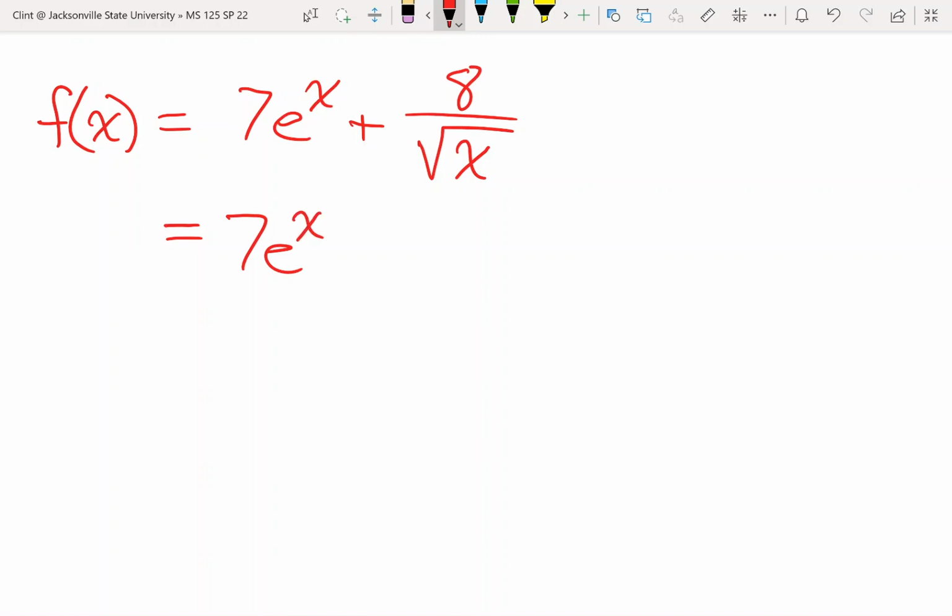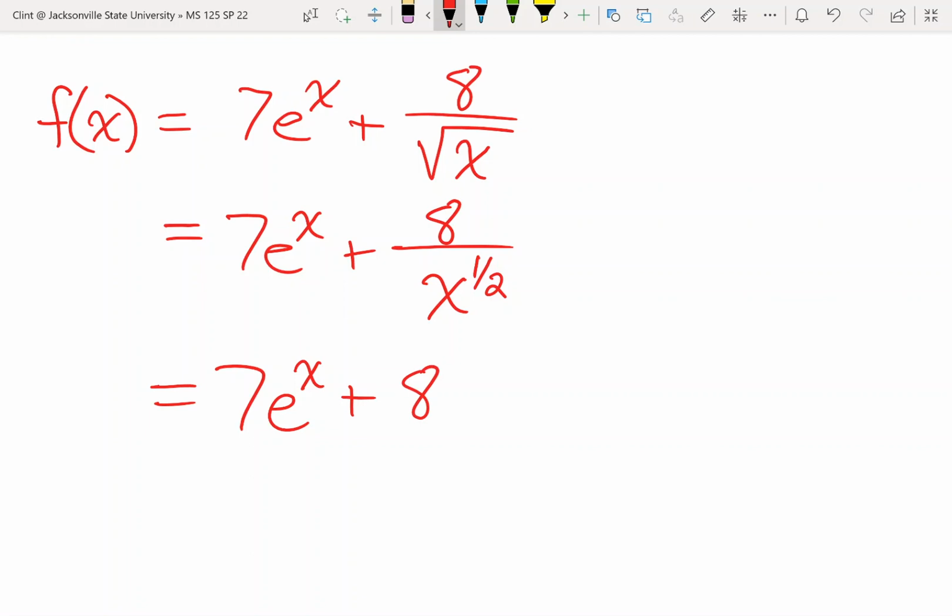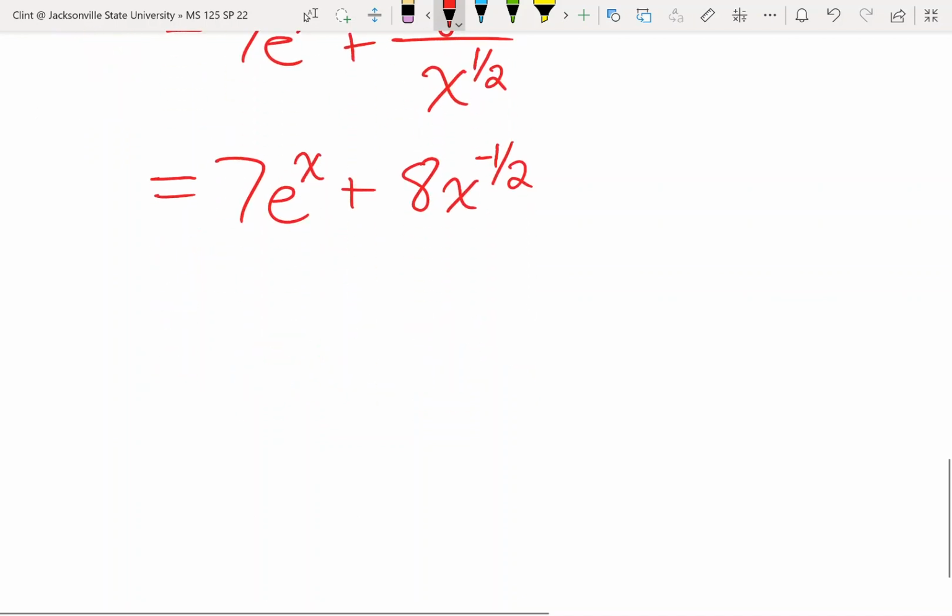On the second term, square root of x, we can rewrite that as an exponent. Right now, if we leave it in the bottom, it'd be 1/2, and then we can move it up to the top, so that we'd have 8x to the negative 1/2. So having to do a little algebraic manipulation there, but now we just use the power rule and our derivative of e to the x rule. So here's what we're working with.